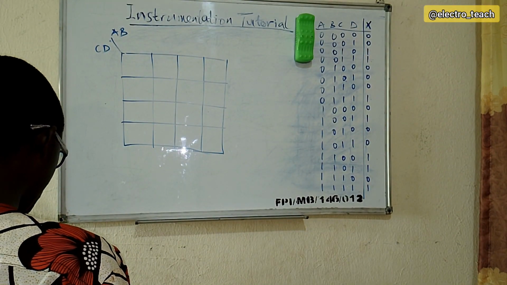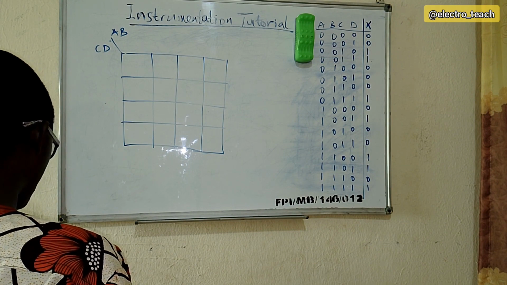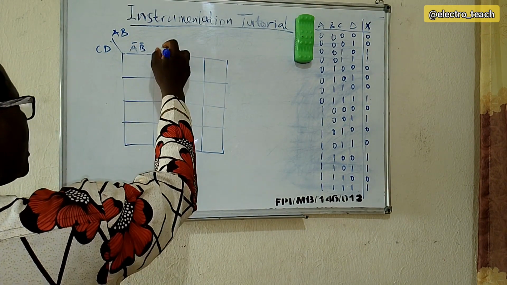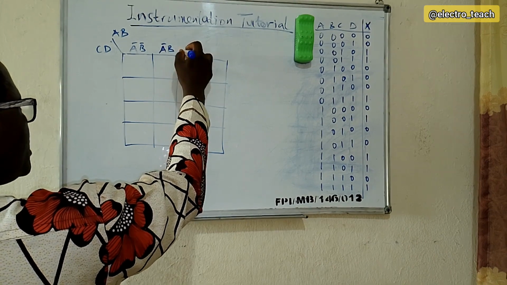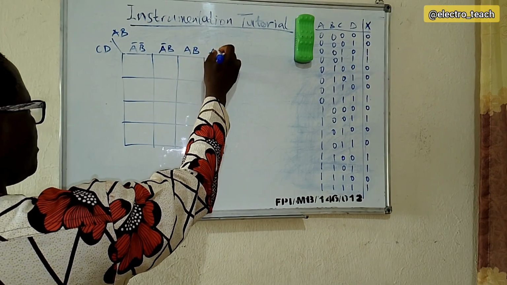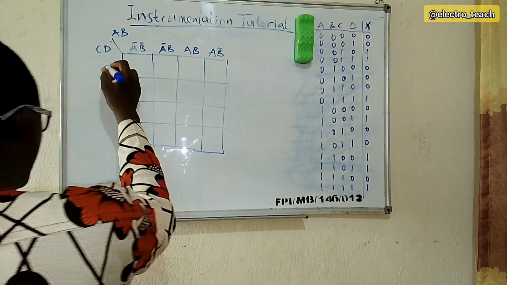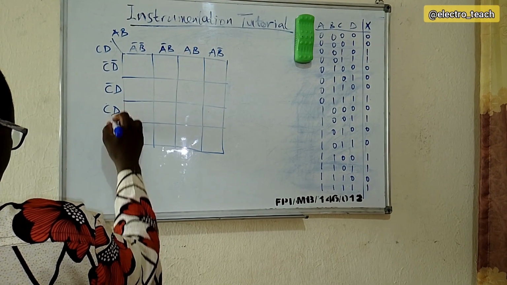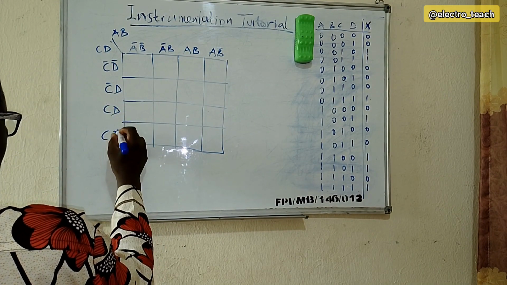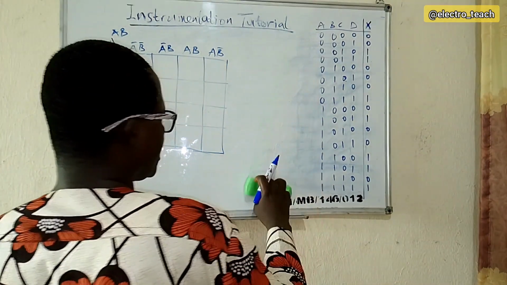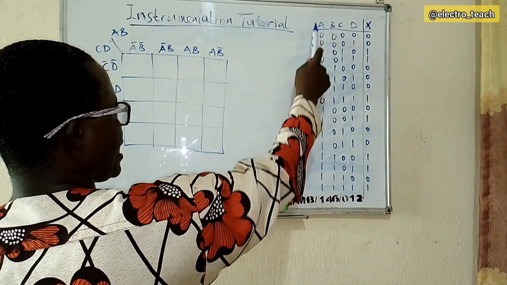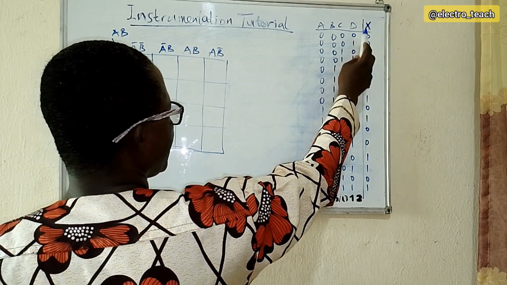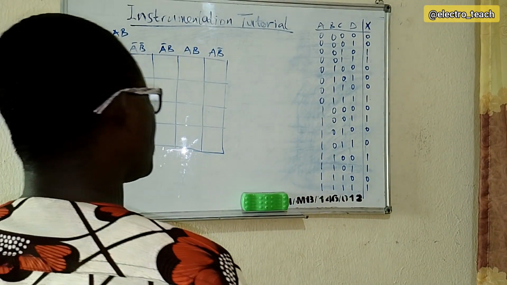You follow along with me. Okay, let's label this one first. A bar B bar, A bar B, A B, A B bar. Then also here we have C bar D bar, C bar D, C D, then C D bar. So I'm going to look at anyone that is 0, it means that letter carries a bar. Anyone that is 1, that letter doesn't carry a bar. Here we have A bar, B bar, C bar, D bar, and this is X bar also. Alright?